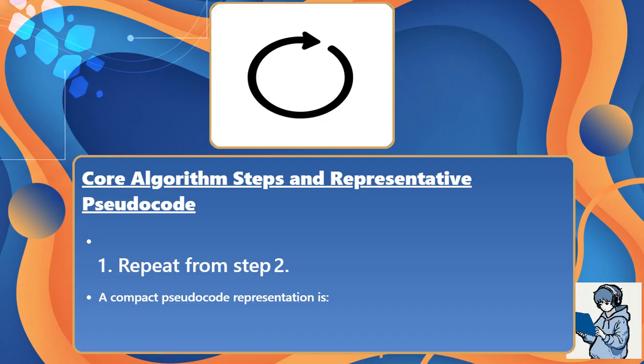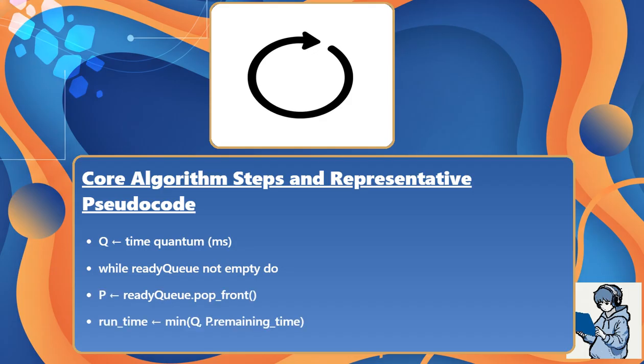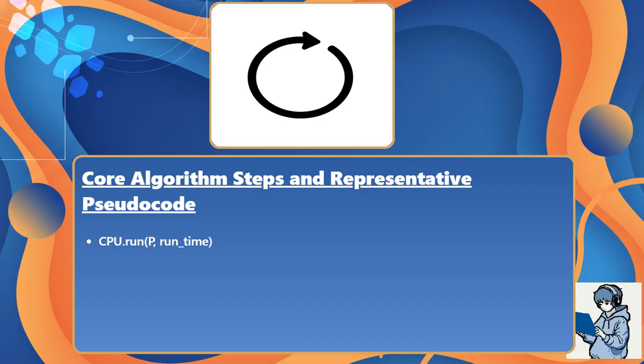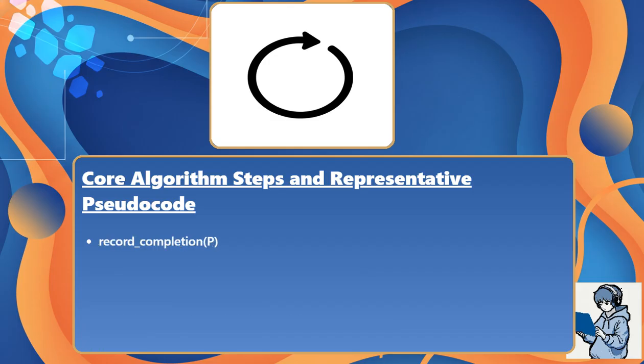A compact pseudocode representation is: ready queue becomes list of all newly arrived processes. Q becomes time quantum milliseconds. While ready queue not empty do: P becomes ready queue pop front. Runtime becomes minimum of Q and P remaining time. CPU run P runtime. P remaining time becomes P remaining time minus runtime. If P remaining time greater than 0, then ready queue push back P, not finished, go to back. Else record completion P. End while. The loop continues until every process has completed.